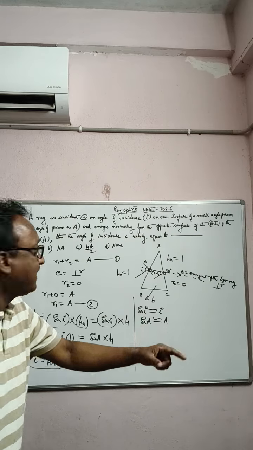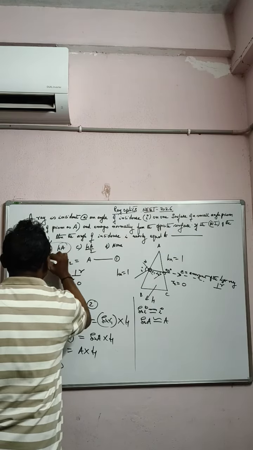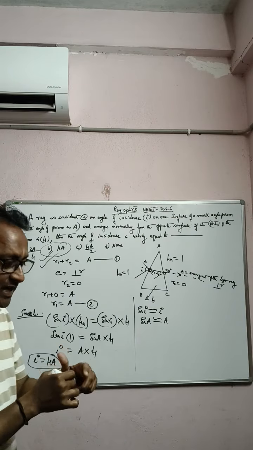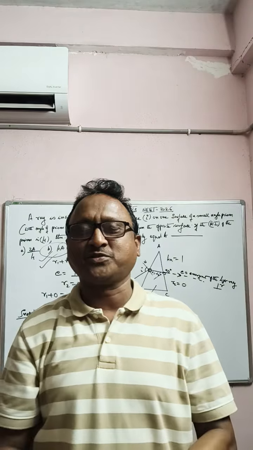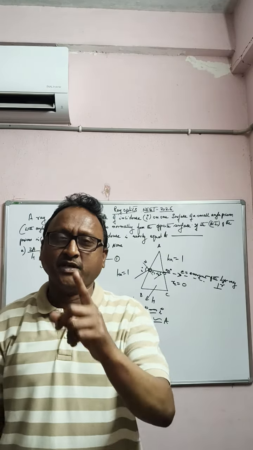So what is the incident angle? You can see option A is 2A by mu, and B is mu into A. B is the right answer. Such problems you can do very easily in the NEET examination, and you can score a lot of marks in the present problems if you know the concept.